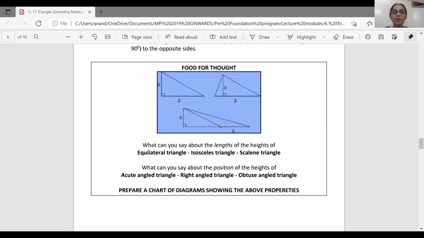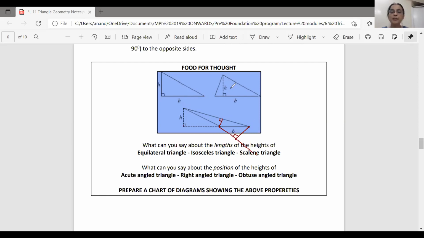Then if I want to draw the height from this vertex to this base, that will come inside the triangle. And if I want to draw the height from this vertex on this base, again I will have to extend this base and draw a right angle over here. Understand how these figures are coming. So for an obtuse angle triangle, two heights will be outside the triangle and the third height will be inside.